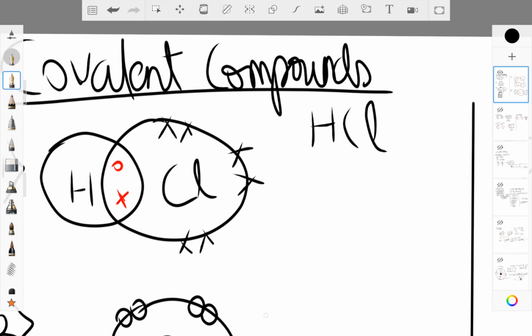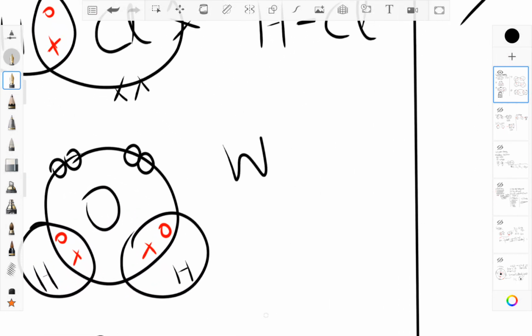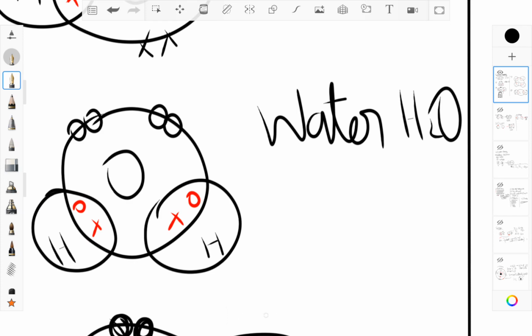It's the same concept. The only thing I want to point out is that notice how there are no lone electrons on the hydrogen atom, but there are 3 pairs of lone electrons on the chlorine atom. And you can represent hydrochloric acid like this. The next thing we have here is water, H2O. Something we all know. Again, a very similar concept. The only thing I want to point out is that I want you to look at the lone electrons that are present on the oxygen atom.